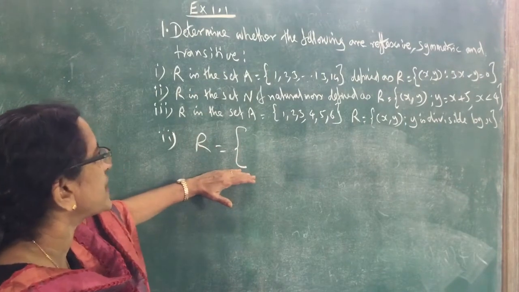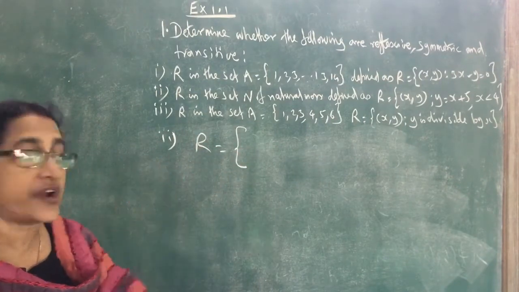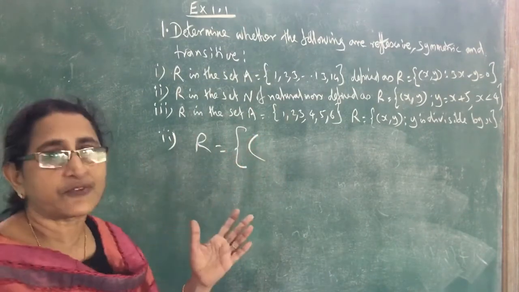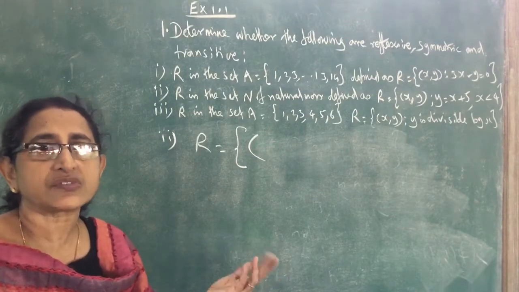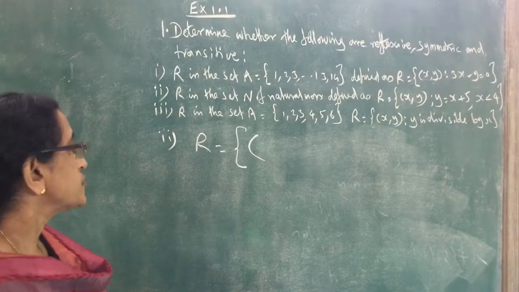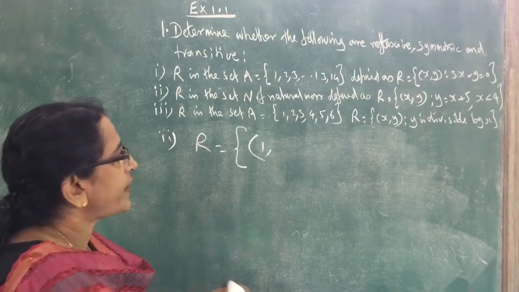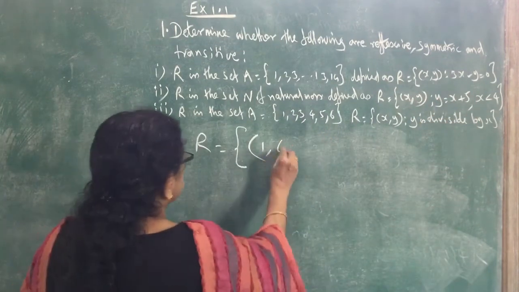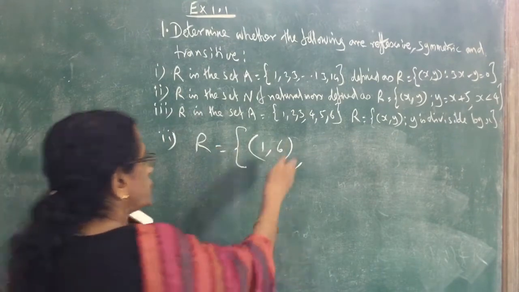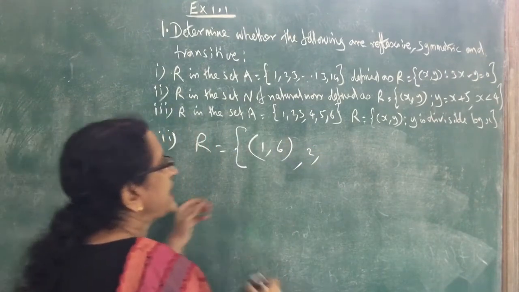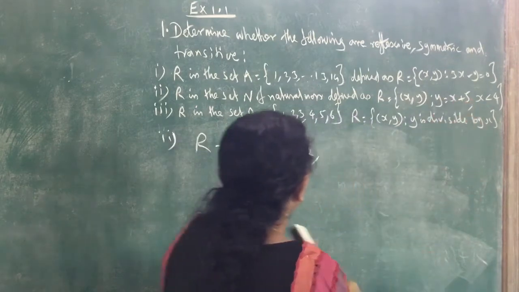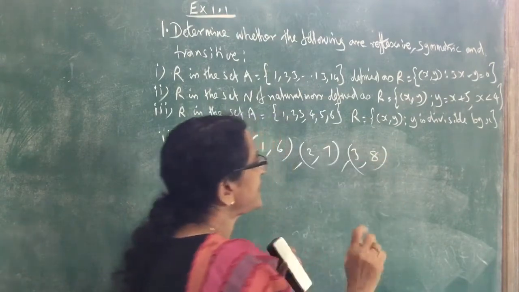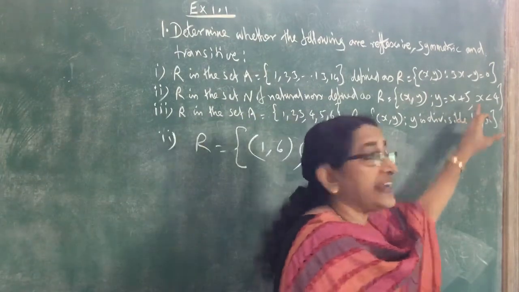So we can write the elements of the relation R. Remember, all the elements are ordered pairs. The first element should be less than 4. Which are the natural numbers less than 4? 1, 2, 3. Only 3 natural numbers less than 4. So consider x equal to 1, first element 1. What is the second element? y equal to x plus 5, so 1 plus 5, that is 6. Then consider x equal to 2: 2 plus 5, that is 7. Then x equal to 3: 3 plus 5, 8.